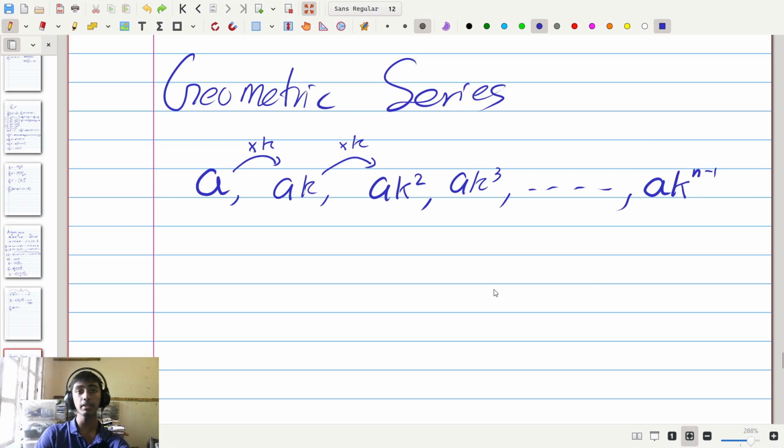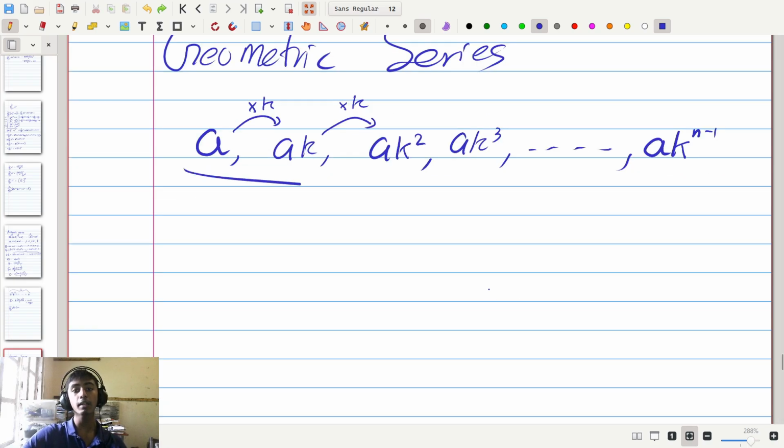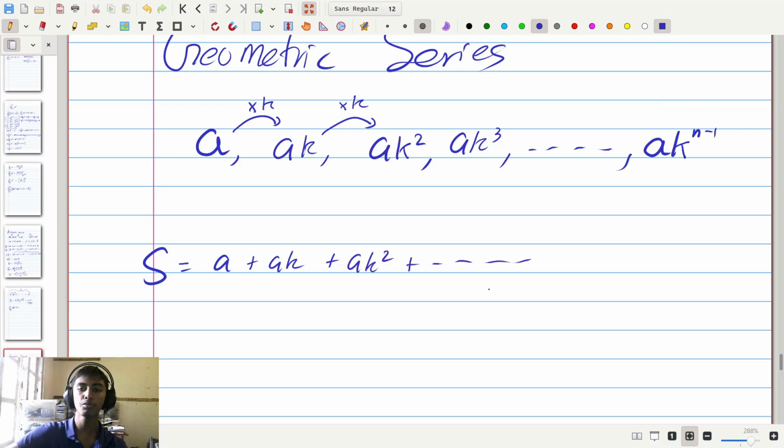The sum of such a series can be easily found if we consider multiplying the whole series by k. I'll show you how that happens. If we consider, let's say, s equals a plus ak plus ak squared plus, and so on and so forth, until a k to the power of n minus 1.